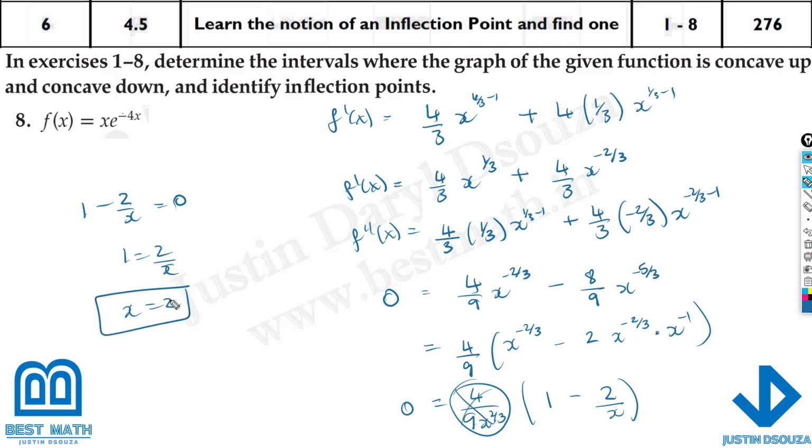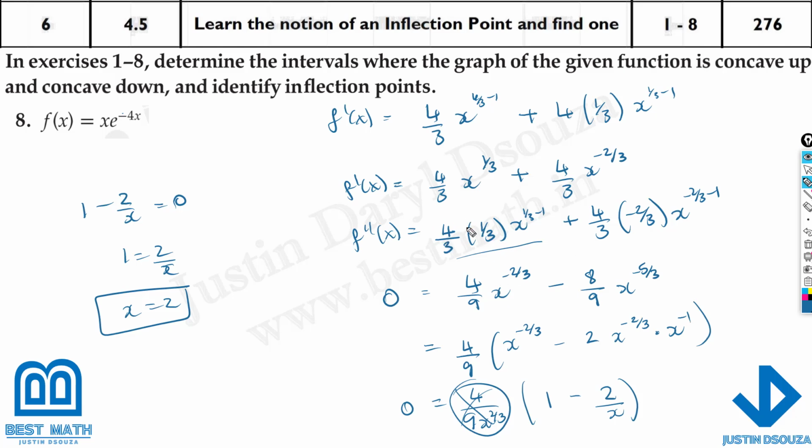So this is the point of inflection, it's 2. Let me just run through this. Here we derived it once. First time was pretty simple. When we derive it for the second time, we are going to get 4 by 3 times 1/3 x to the power 1/3 minus 1. This has happened over here. And then 4 by 3 times minus 2/3 x to the power minus 2/3 minus 1.